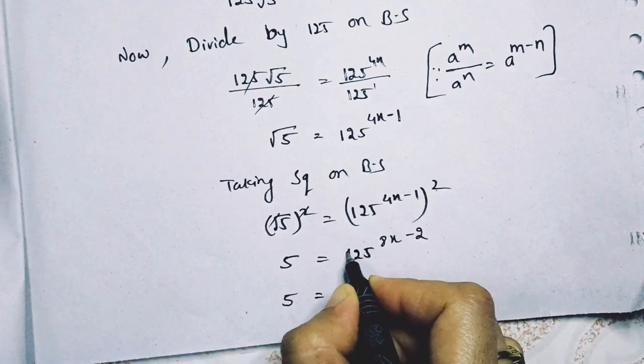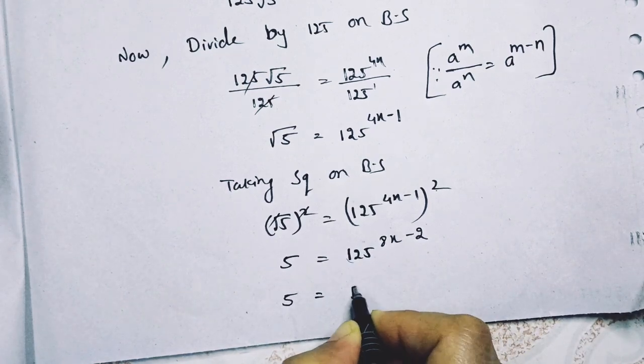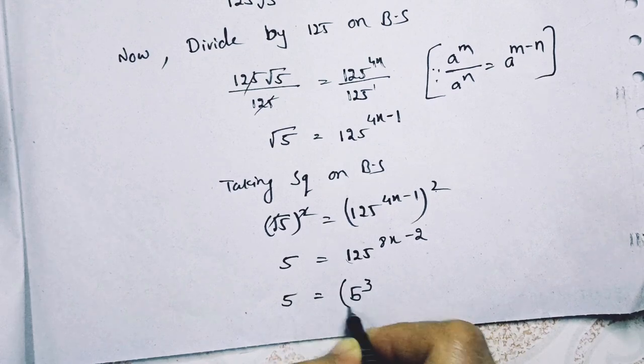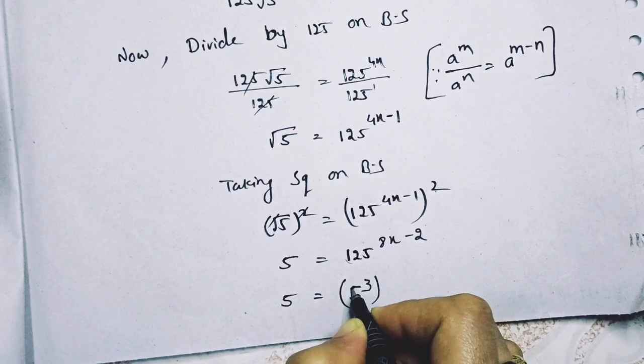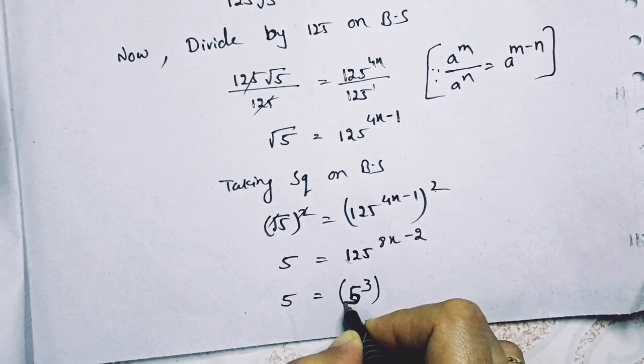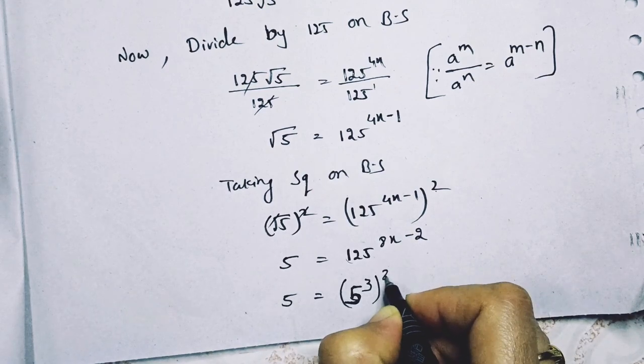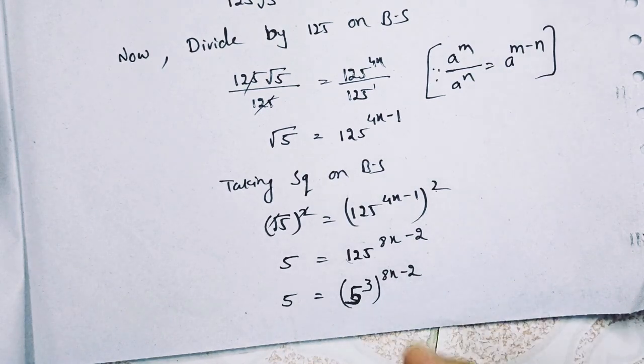5 equal to, here 125 can be written as 5 cube. So 5 cube to the power 8x minus 2.